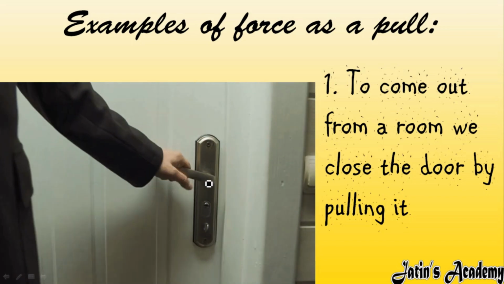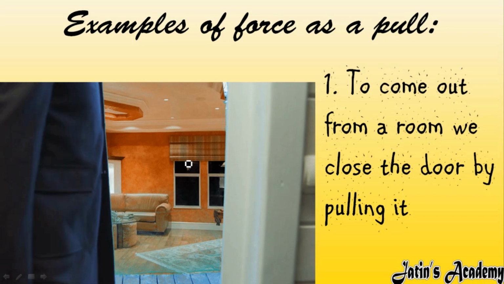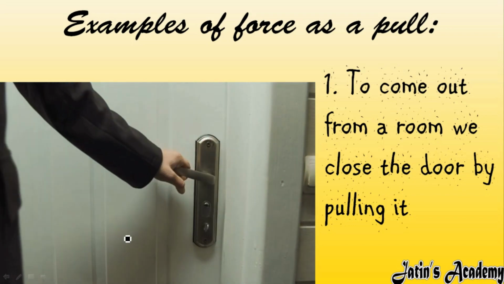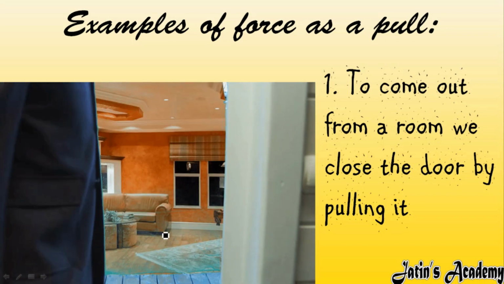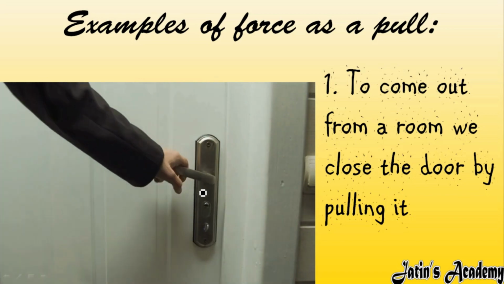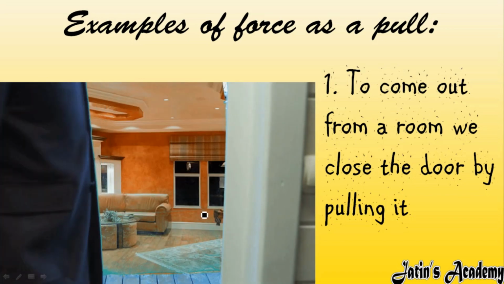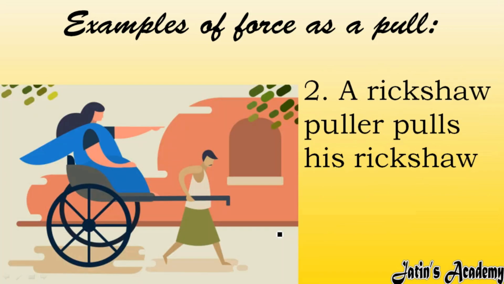So how will you close the door? By pulling it. Pulling it means taking the door towards yourself. So that pulling is nothing but a force applied on a door and the door closes by our force. Next example: a rickshaw puller pulls his rickshaw. The rickshaw puller is also pulling his rickshaw, meaning he is applying his force in order to move the rickshaw.